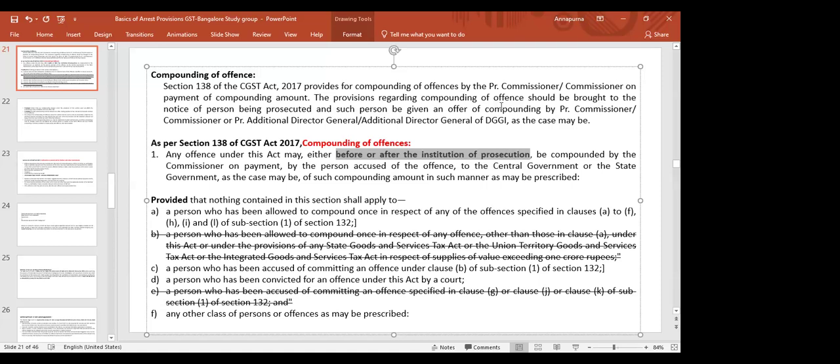So this is one aspect, and here they are saying that it can be by principal. In one of the prosecution circulars I was reading, sir, 4/2022, where they were saying that it provides for compounding of offense by the principal commissioner, commissioner, payment of compounded amount, and also they are saying that additional director general of DGGI. So even I think this offer can be given by these officers also, no, sir? Correct, see, they are all same rank. In central GST, there are many commissioners.